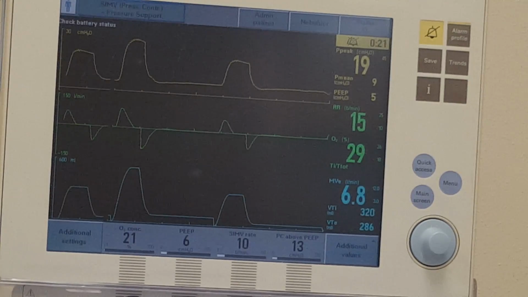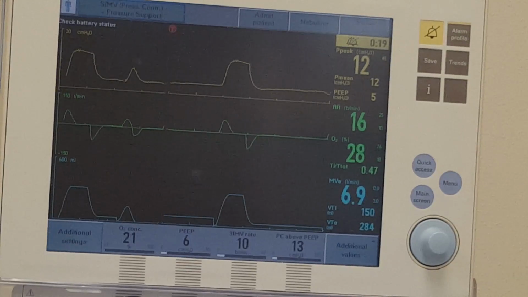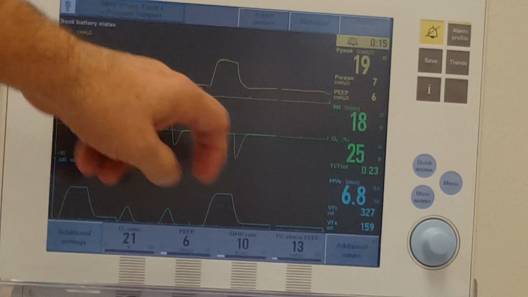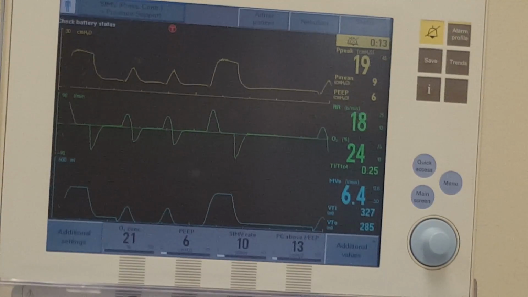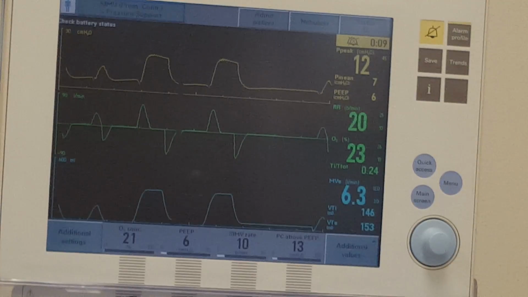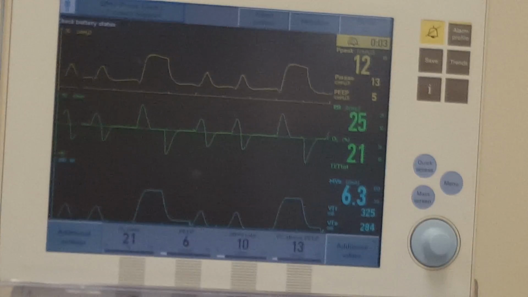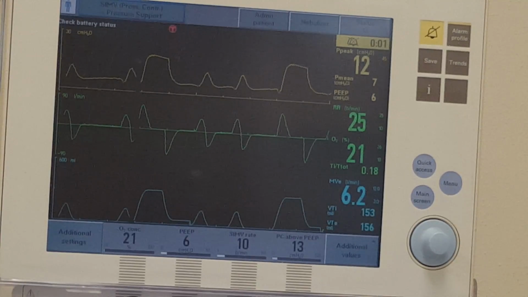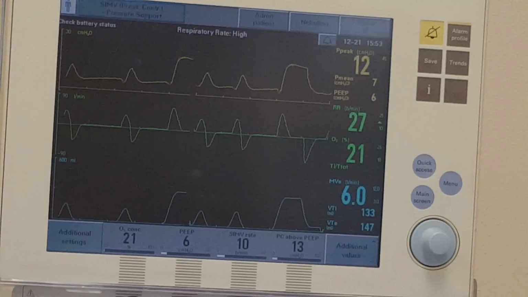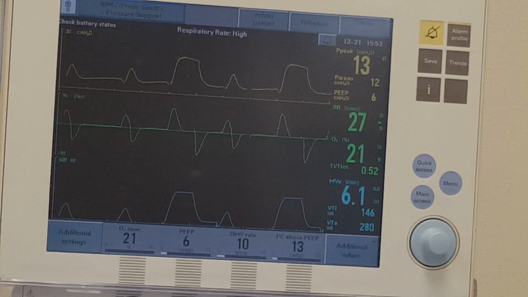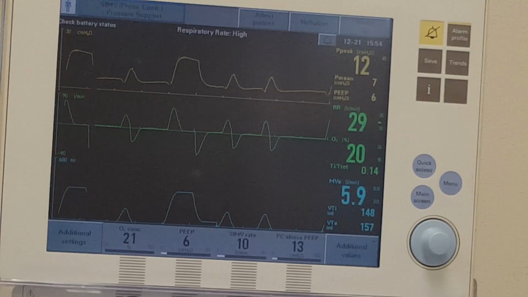So you can see when the patient triggers extra breaths, notice their spontaneous breaths interspersed with those 10 machine breaths. Every 6 seconds you get a machine breath. In between are the spontaneous breaths. So that's pretty cool. Now, notice the spontaneous breaths.